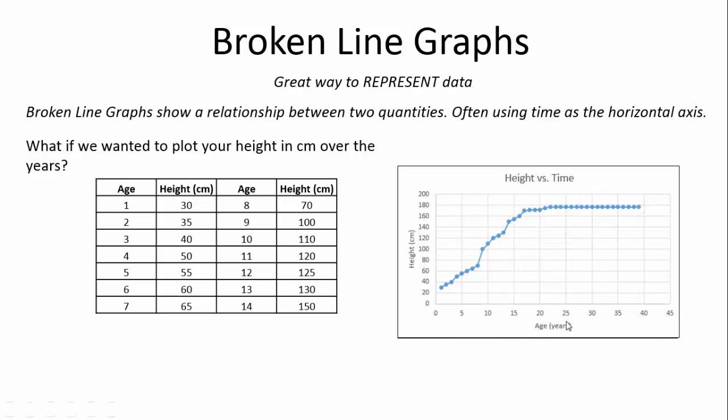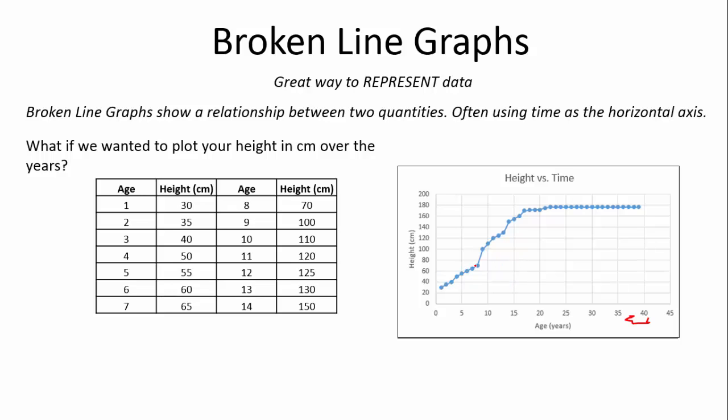And what if we were to plot this over more time? So let's say we plotted this until we're about 37, 40 years old. You will see that your height starts to decrease. You stop growing as much when you get about 180 centimeters high. Everyone will differ, but this is a graph showing your height over time.